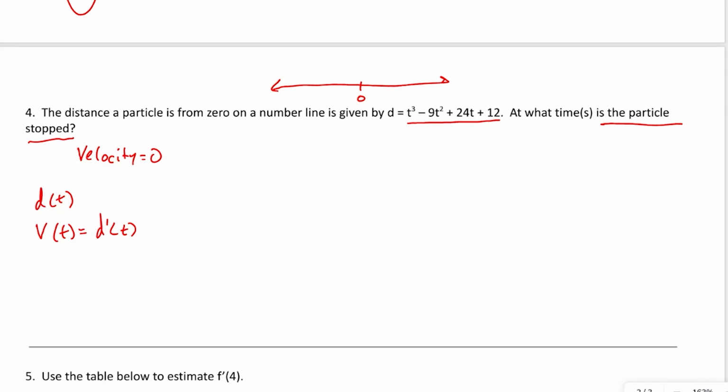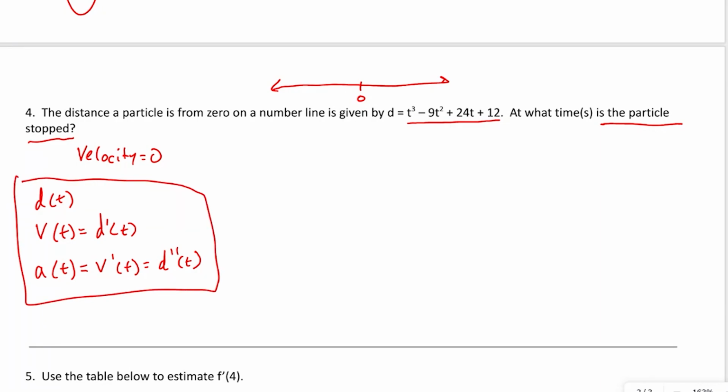Okay, now this one doesn't ask for acceleration, but it's also good to know that the acceleration of a particle is the derivative of the velocity, which also happens to be the second derivative of the position. So you don't need to know that here, but in general, you should know the relationship between position, velocity, and acceleration. So the particle is going to be stopped when velocity is 0.